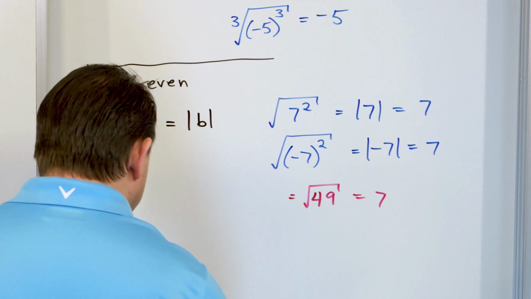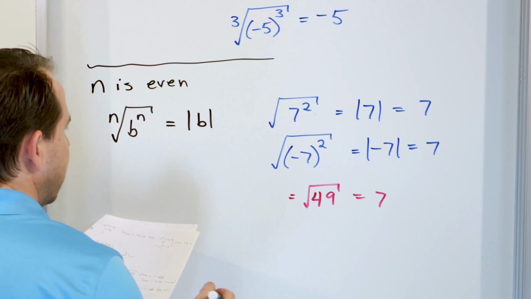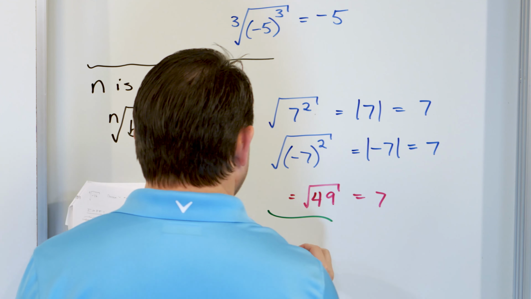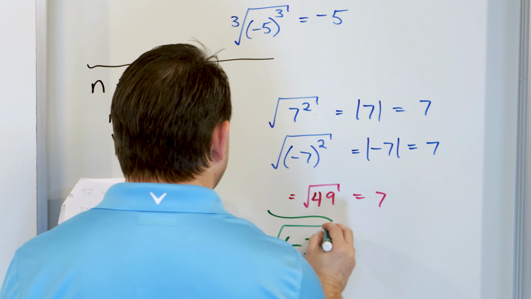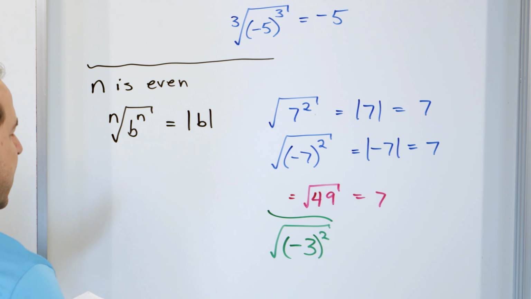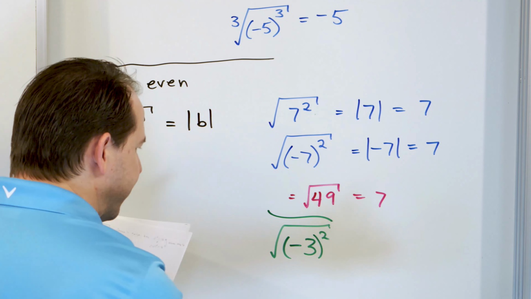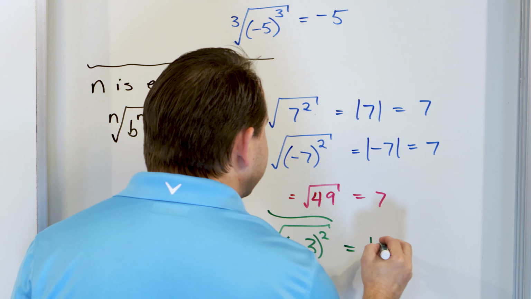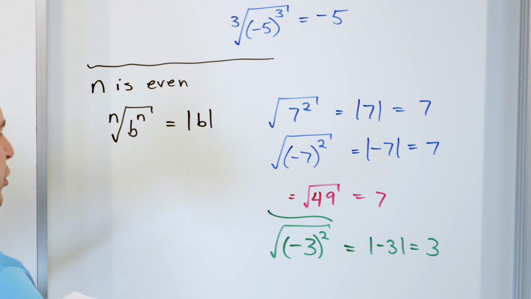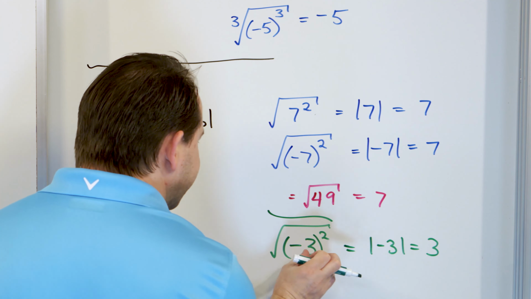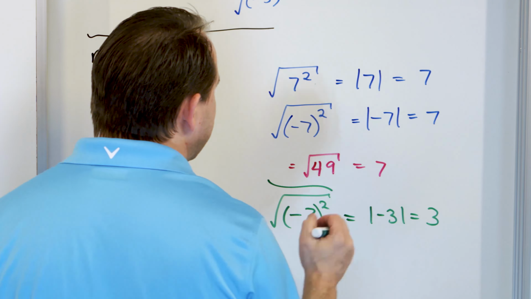Let's do a couple more real quick examples to show you. If you had, for instance, negative 3 squared, and we're going to take the square root of that, you think the square root's going to cancel with the square, and you're going to be left with negative 3. But really you take the absolute value of negative 3, so you always get a positive answer back. You know that that's right because negative 3 times negative 3 is positive 9. Square root of positive 9 is positive 3.